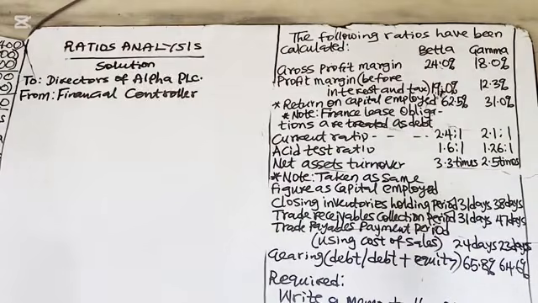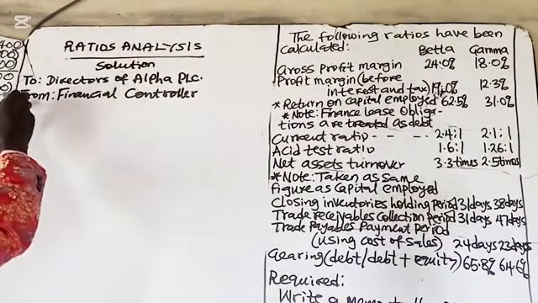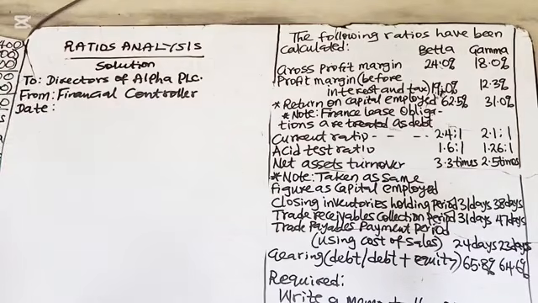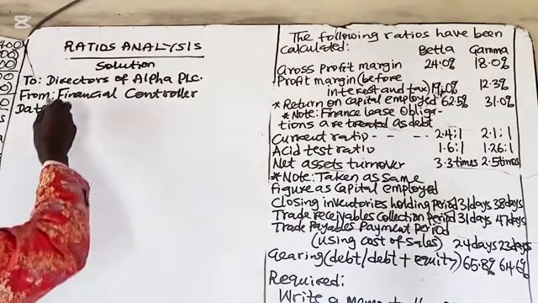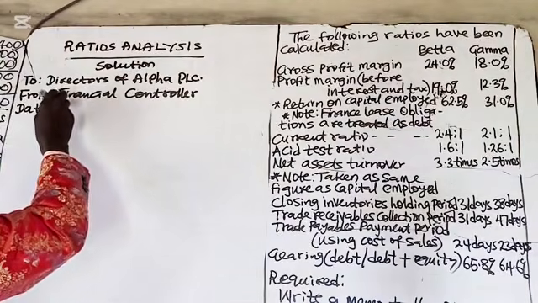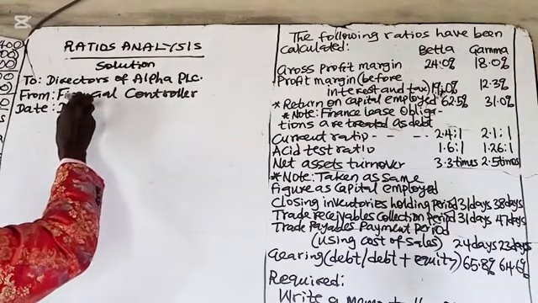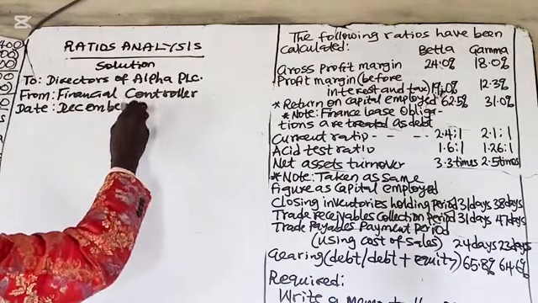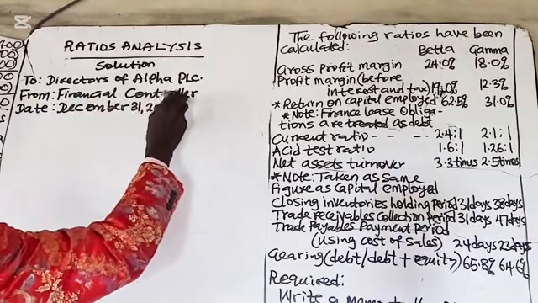Then after that, you may put the date. Your memo must be dated, the date you are writing the memo. Let me say December 31st, 2025.